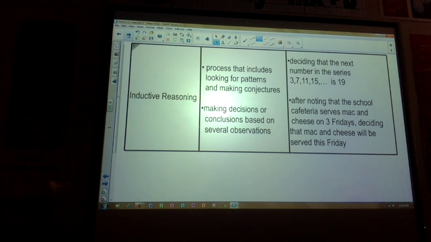After noting that the school cafeteria serves mac and cheese on 3 Fridays. Dude, I like mac and cheese. Do they serve mac and cheese in our cafeteria? Dude, mac and cheese is like the bomb. You guys ever been to CC's Pizza? They have a mac and cheese pizza. Some of you are going, oh, that sounds gross. No, it's amazing. It's almost as good as the Oreos that are brought in. Yeah, they got all kinds of flavors.